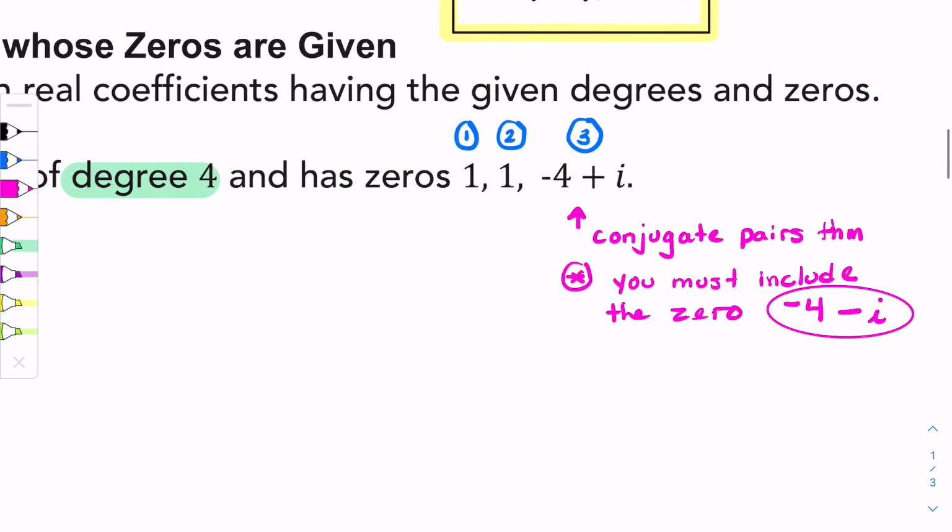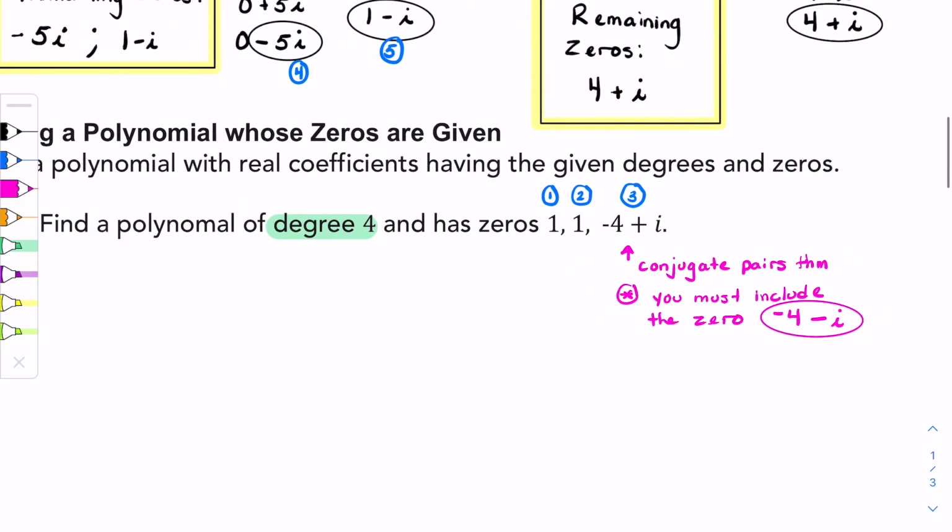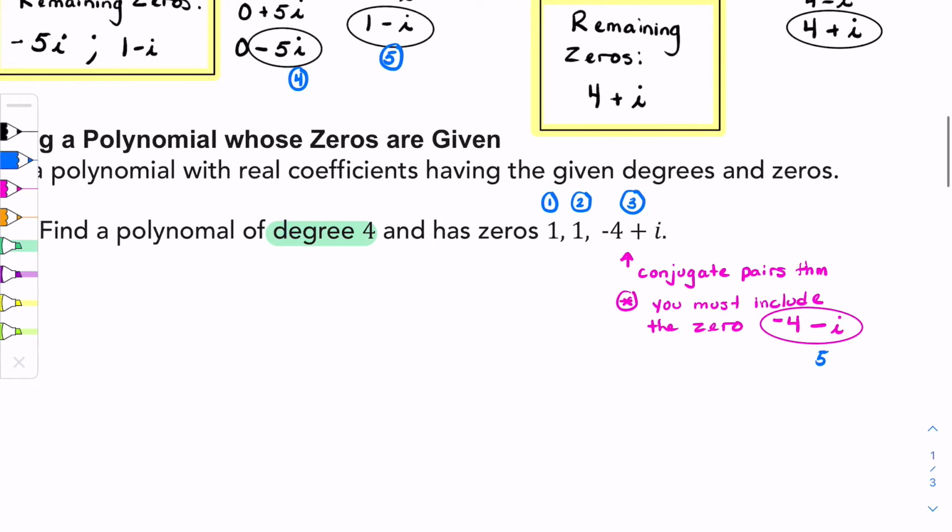Okay, so just a little note there, it says conjugate pairs theorem. As a reminder, you must include the 0 of -4 minus i. So we change that middle sign. Whoops, I should have labeled that 4. And that gives us the fourth 0.